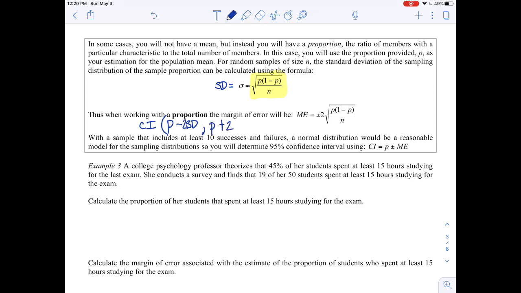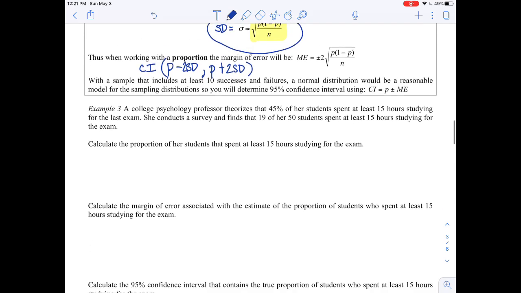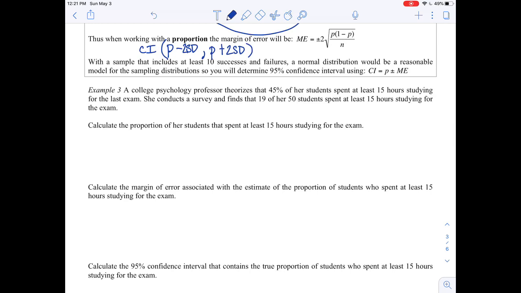Let me say that again. You're going to make a confidence interval that comes from P minus 2 times your standard deviation to P plus 2 times your standard deviation. And you're still going to do it the same way we did before, except for the fact that, like I said, calculating the standard deviation is going to be a little different. In this case, you're going to have to use this formula, and it's going to be centered around P instead of a mean. It's a mean proportion.